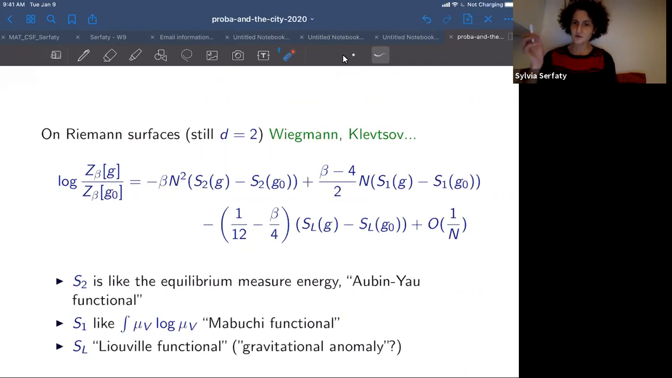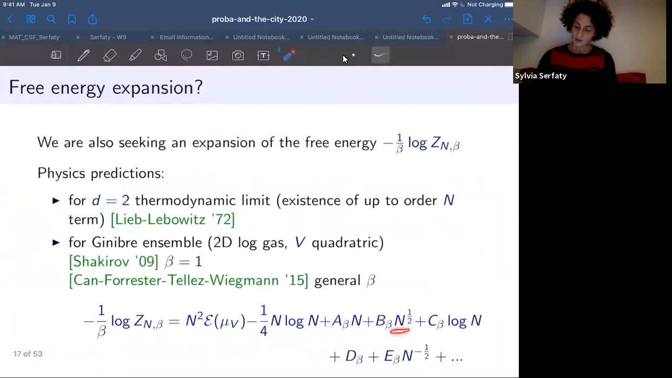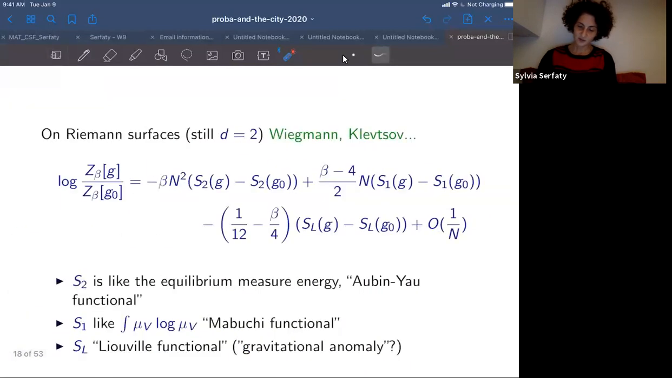So you just change one V to another and you look at the ratio of partition functions and you compute the log. And when you do that, they say that all these order n to the 1/2 terms, log n terms, should actually cancel when you take the difference. And you should only be left with n squared and order 1 and then order 1 over n. The coefficients sitting in front of these powers have these geometric interpretations in terms of the metric.